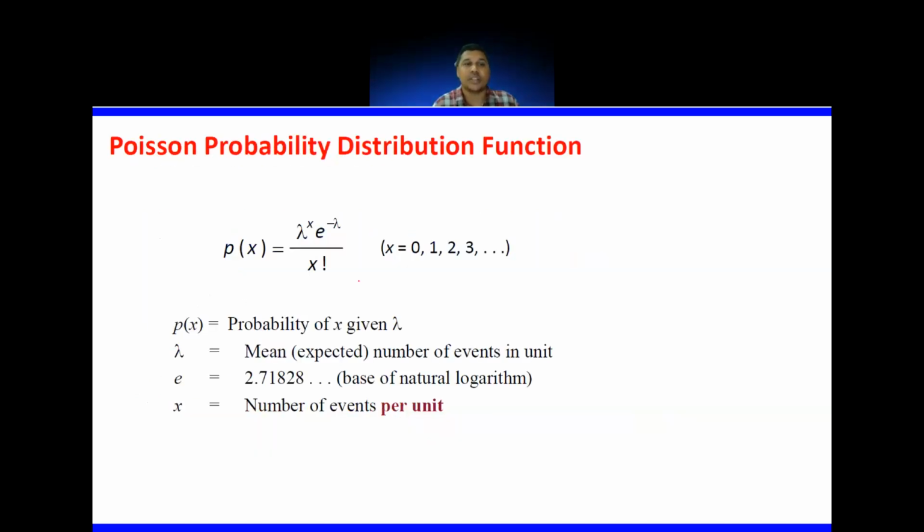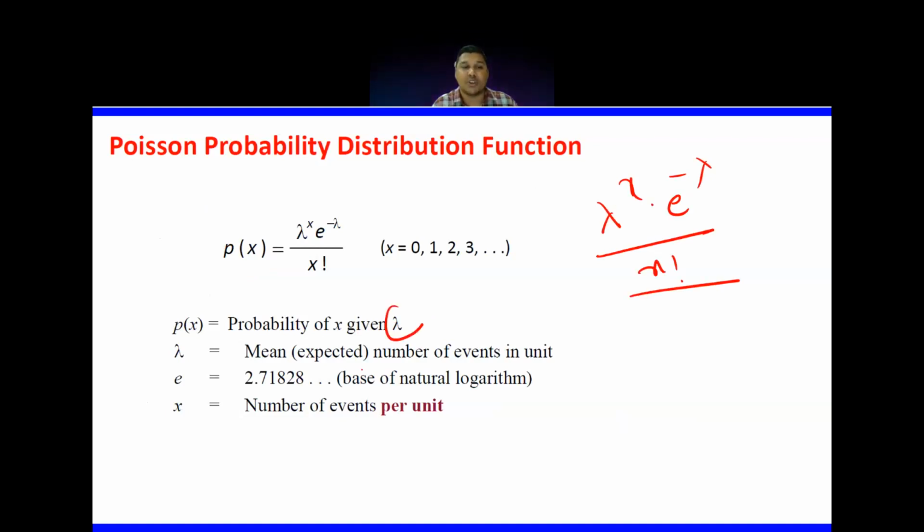It is represented with this formula, P of x. Why P of x? Because it's a discrete probability function. P of x equals lambda power x into e power minus lambda, divided by x factorial. So the probability of x is given by lambda, where lambda is the mean number of events in a unit, e is a fixed constant 2.718, and x is the number of events per unit.